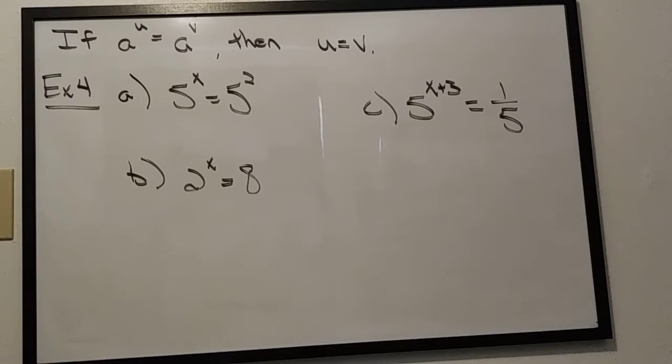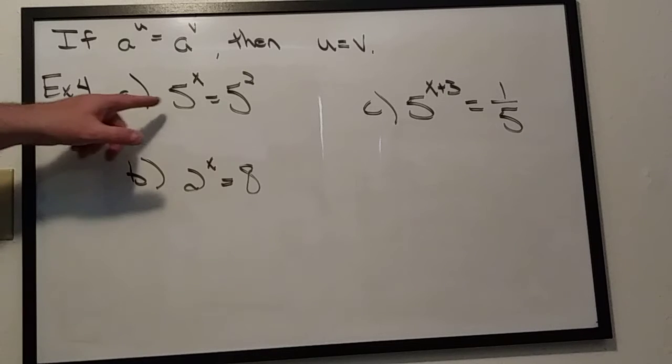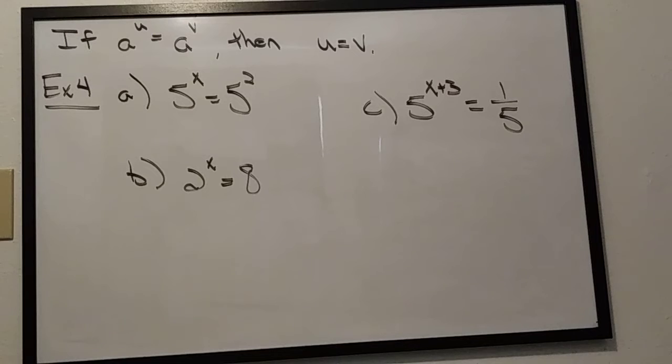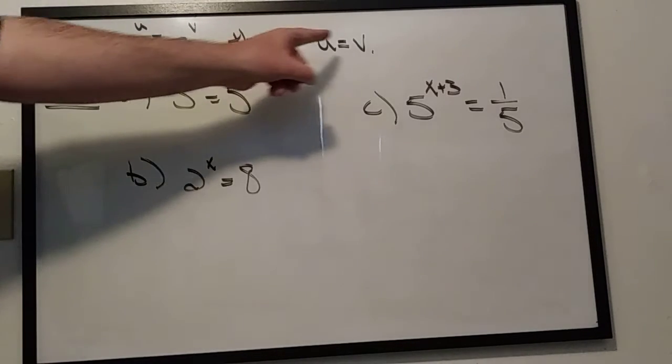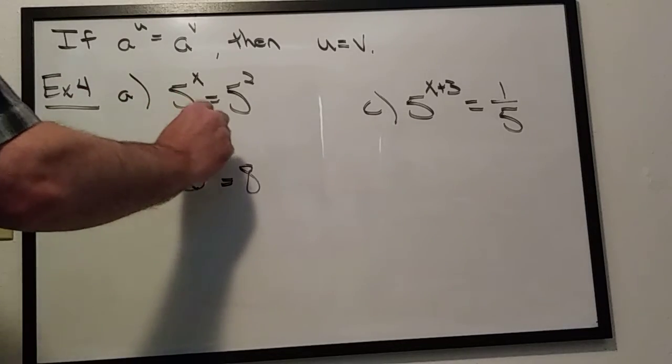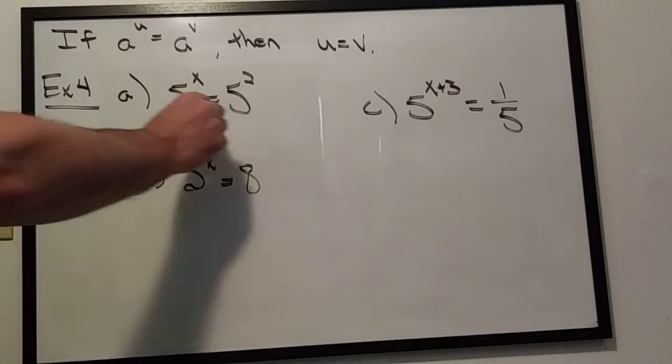Example 4a then has 5 to the x is equal to 5 to the second. So remember once again, this rule from the top only works if we have the same base on the left-hand side and the right-hand side. So the first thing I need to do is just check what's the base on the left, what's the base on the right, and do we have the same base? Base on the left-hand side here is 5. The base on the right-hand side is 5. It's the same base. So because we have the same base on the left-hand side and the right-hand side, I can move forward with this rule. The only way that this exponential equation can be true is if the exponent on the left, x, is equal to the exponent on the right, 2.